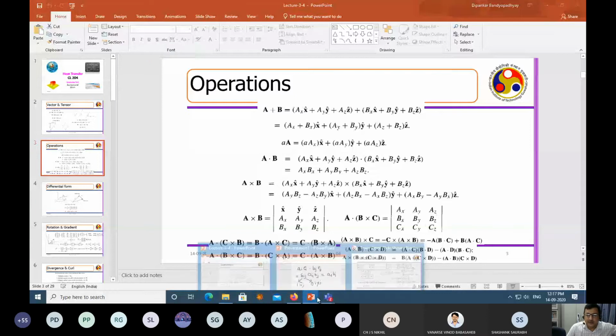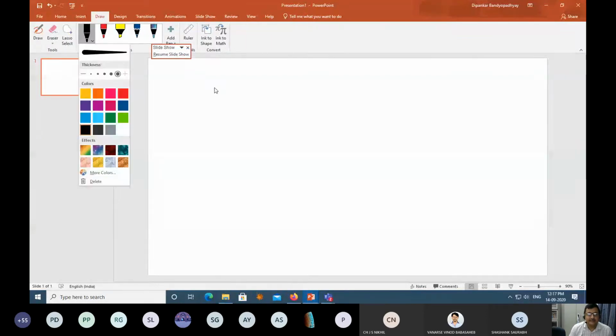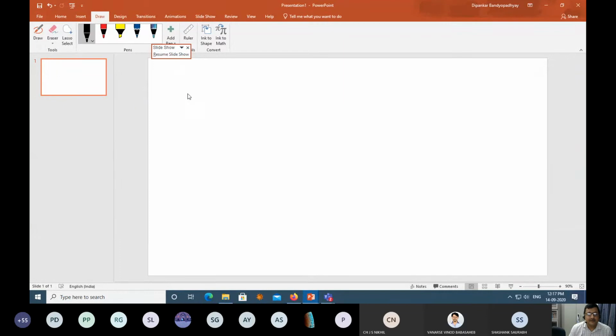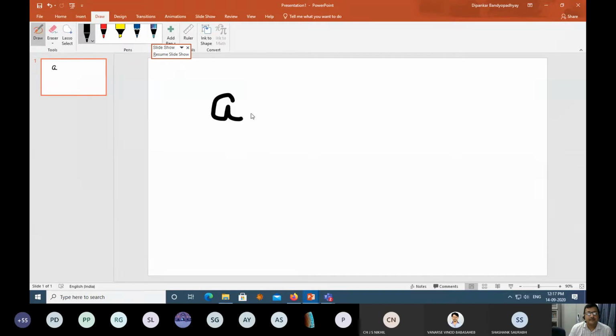Now, what is a cross product? What is a cross product? So when I have two vectors, say suppose one vector is A1. Say suppose one vector is, let me just take it as a capital A.